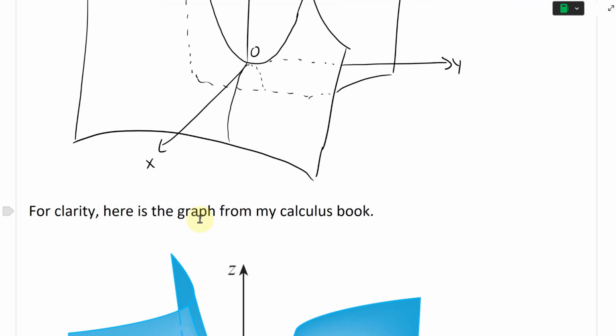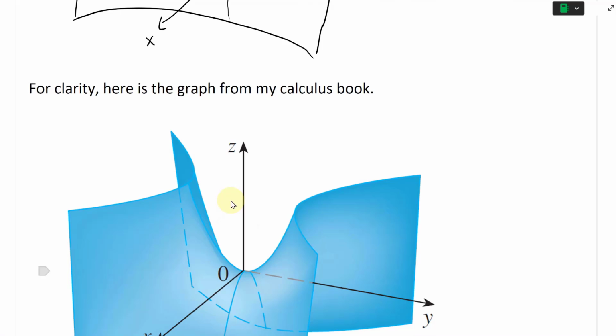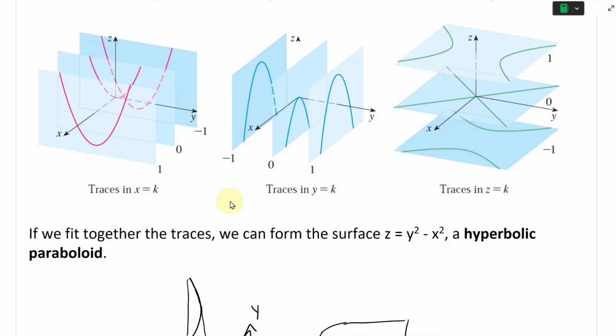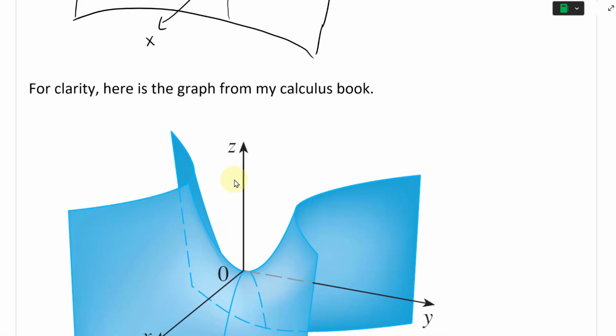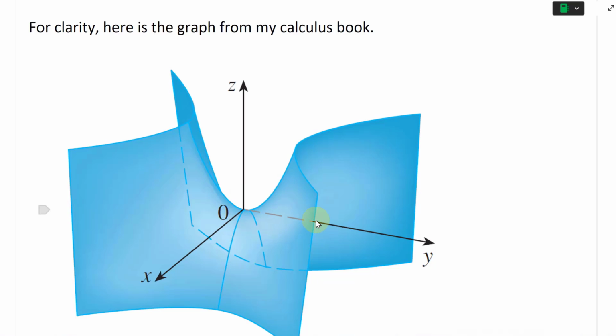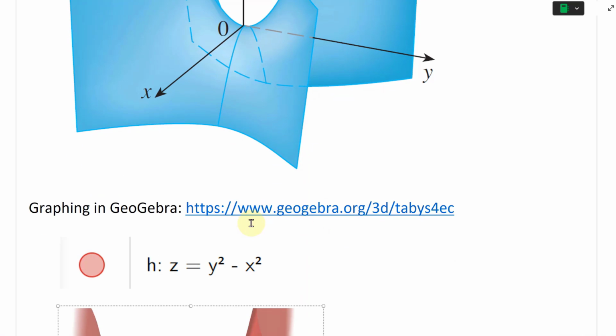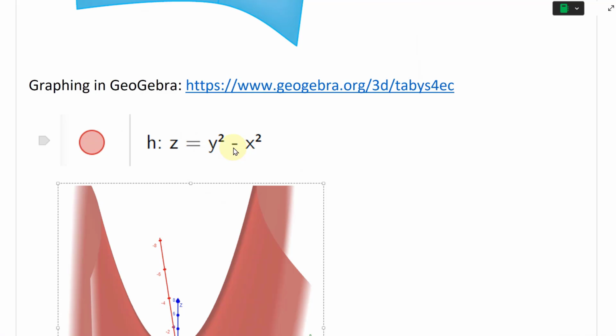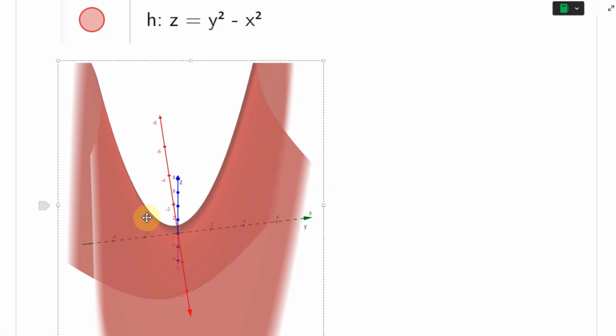And now going further, for clarity, here's the graph from my calculus book. So it looks like this. How much nicer than mine. Well, actually, mine's pretty good here. Yeah, it's pretty good, and it looks like that. And then if we graph this in GeoGebra, so plug this in, z equals y squared minus x squared, we get this saddle like that.